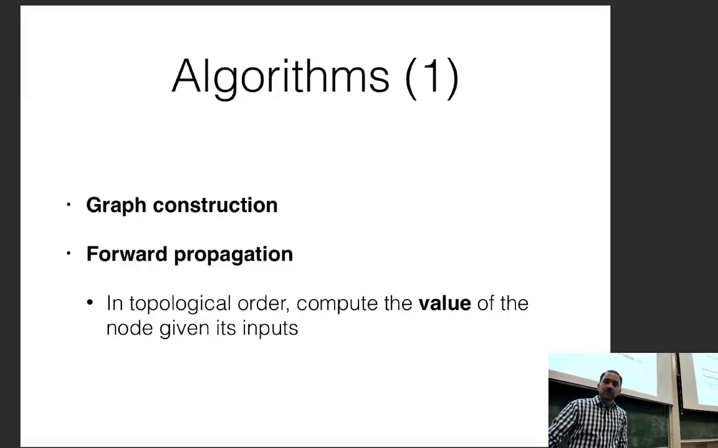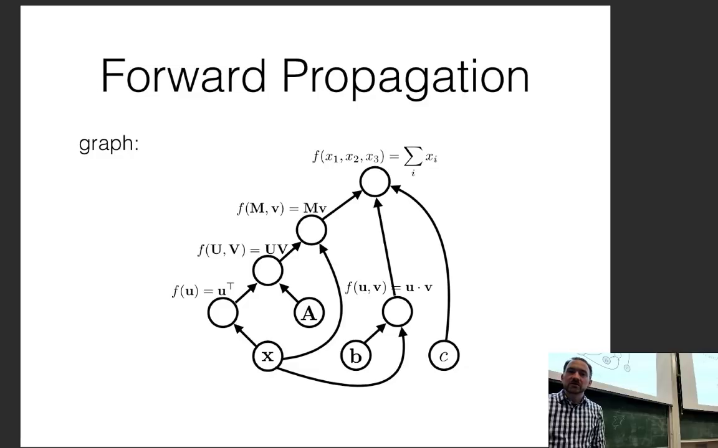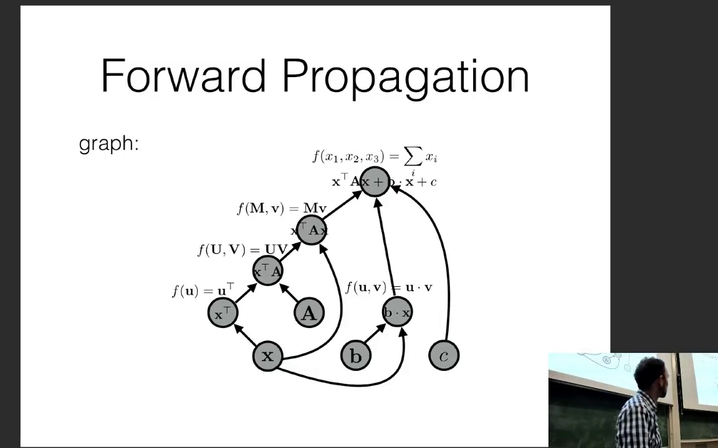So within these models, there's a number of algorithms that you need to be aware of. Graph construction. So you construct the graph corresponding to the function that you want to calculate. There's then forward propagation. Forward propagation means in topological order, you compute the value of the node given its inputs. So forward propagation, basically you start out with all the values that you already know, like your inputs and your parameters, and then you gradually step through the graph to calculate the values from the bottom to the top, or in this case, in topological order.